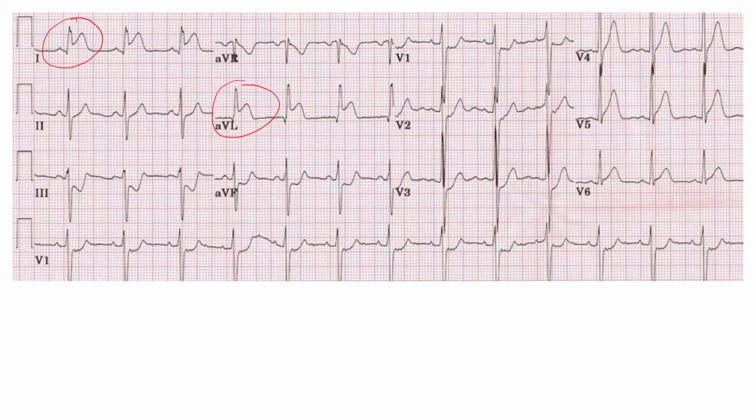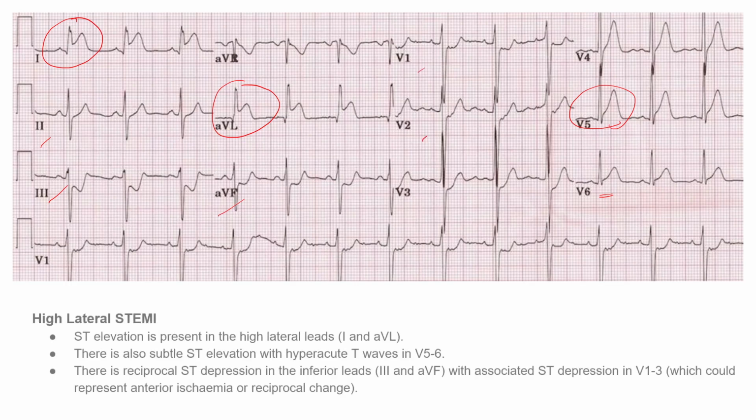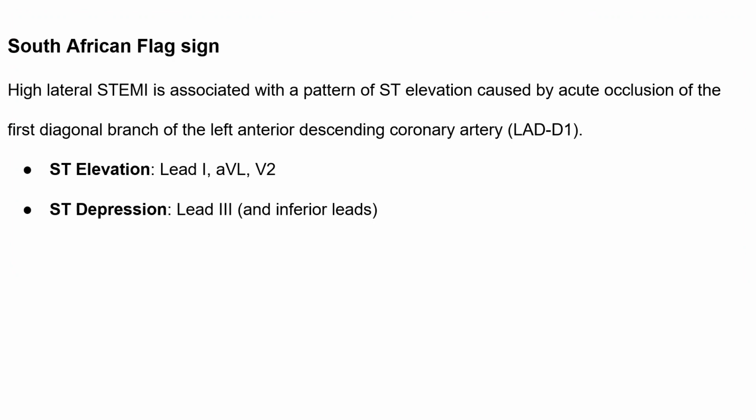Then which other leads are showing it? Lead V1 is not showing, V2 is not showing, V3 is not showing, V4 is not showing, in V5 there is slight ST elevation, V6 there is no significant ST elevation. And if you see the inferior leads, 2, 3, aVF, everywhere there is ST depression. Even V1, V2, V3 are showing ST depressions. So this is a case of high lateral MI, where leads 1 and aVL are showing significant ST elevation.